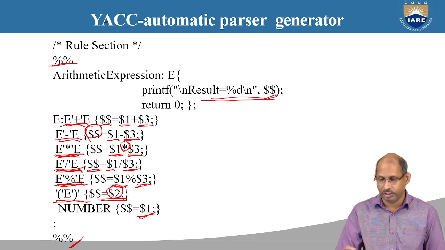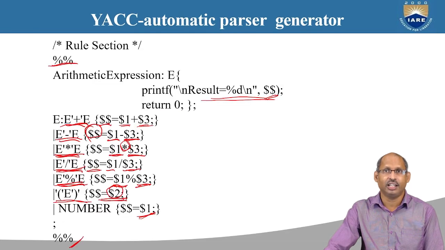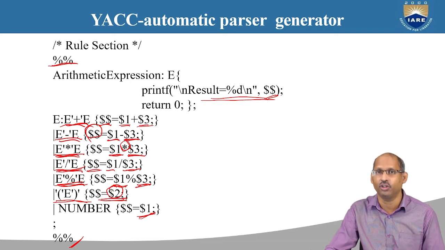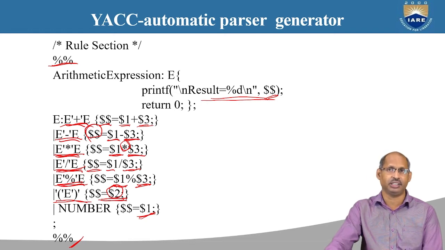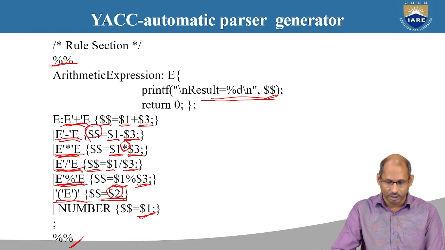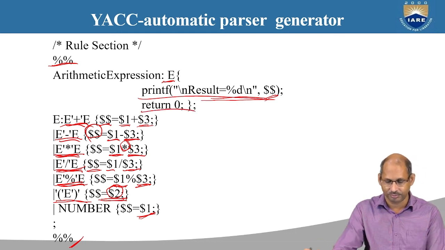Right? The first one is the declaration definition section. The second one is the rule section. Here we will represent all the syntax expressions followed by its action part. So respectively, depending on the operator, we will perform the addition, subtraction, multiplication, division, mod operator, and the result is printed in the printf statement. So this is the expression with respect to action part.